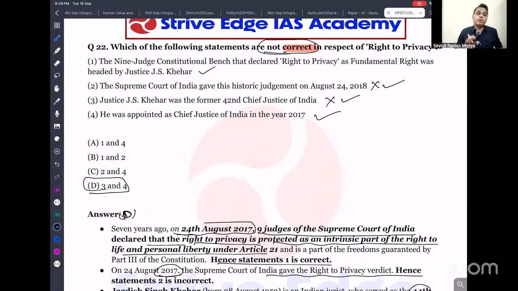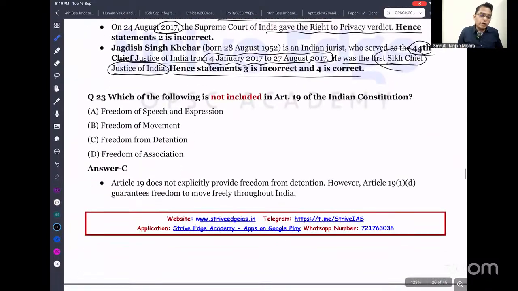Like that you have to remove your accuracy issues, because a lot of students I've seen have given the wrong answer because they wrongly interpreted the question. So, which of the following is not included in Article 19 of the Indian Constitution?